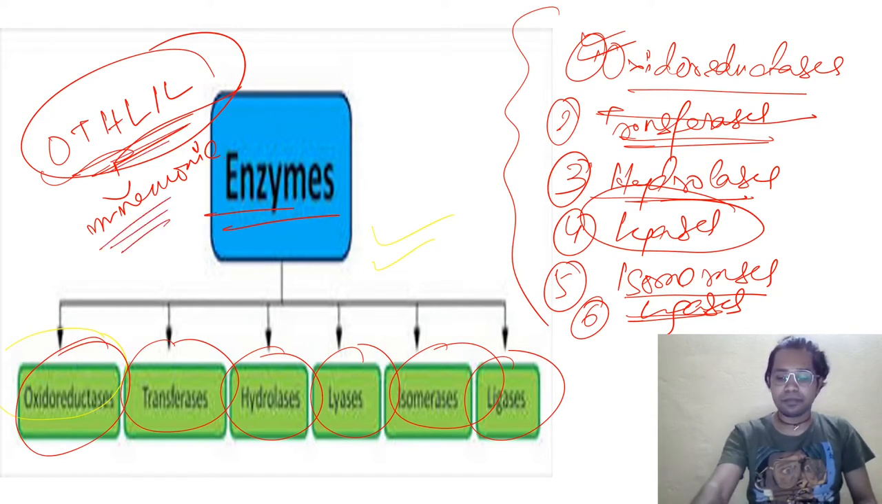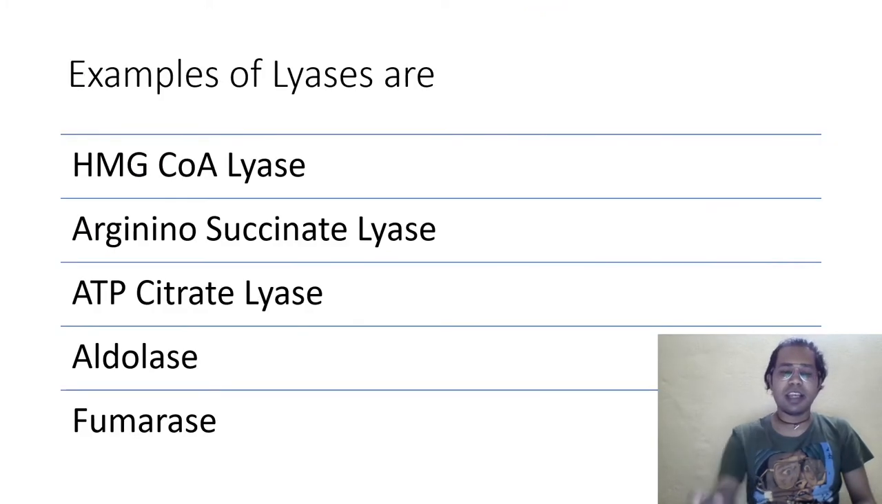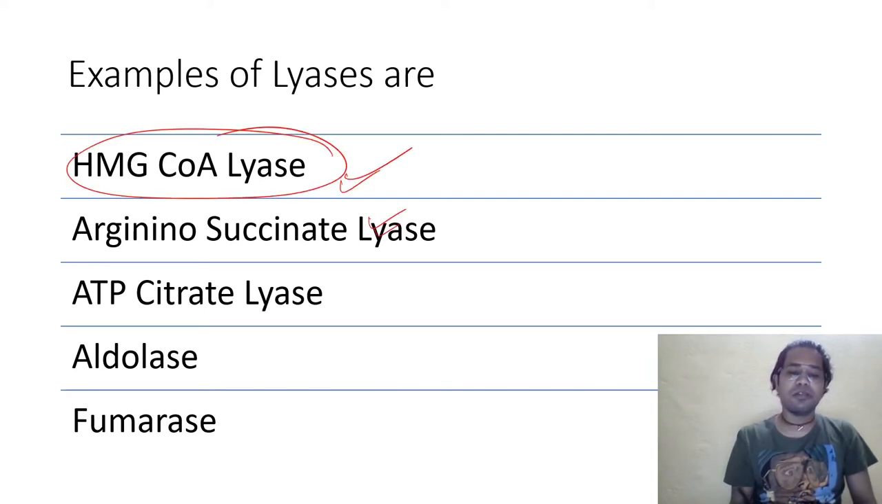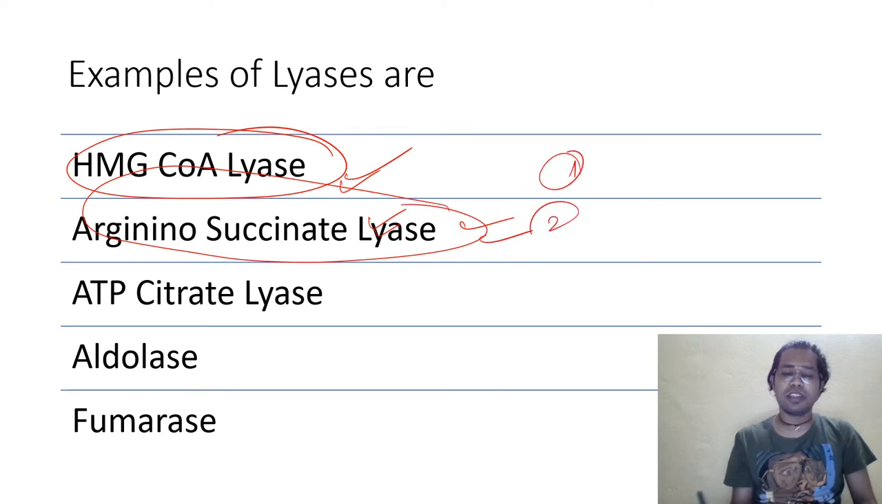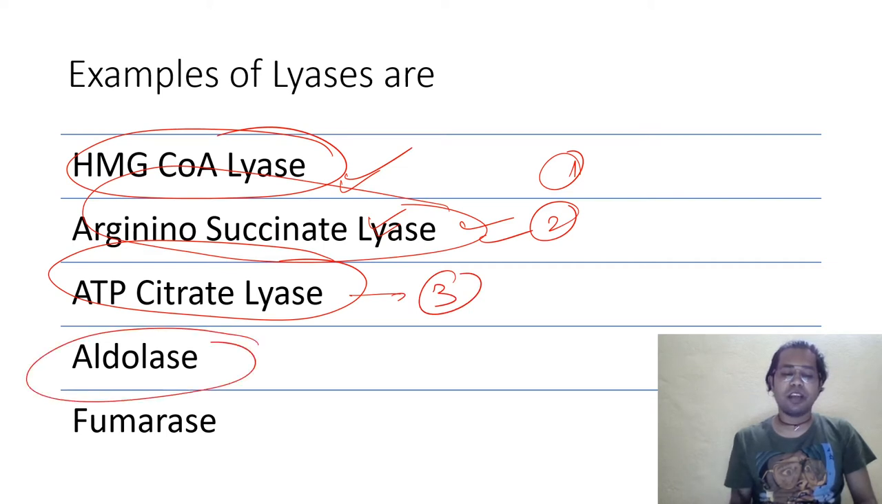Fine. Let's see what are the lyases. Now examples of lyases. Number 1 is HMG CoA lyase. Okay, this is HMG CoA lyase, one of the examples of lyases. Then we have arginino-succinate lyase. This is the number 2 example. Then we have got ATP citrate lyase. Number 4 is aldolase. Number 5 is fumarase.